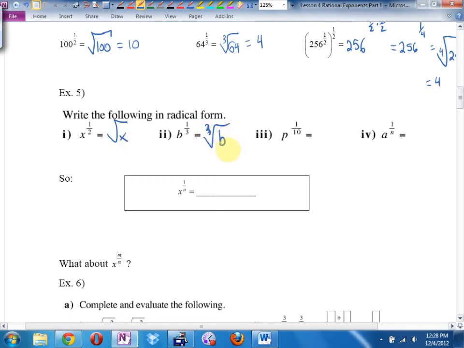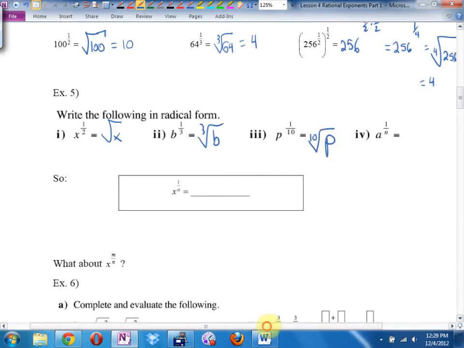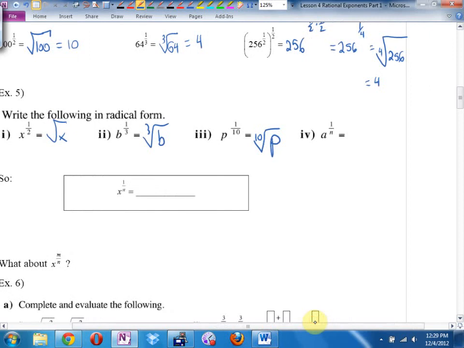That 3 looks a little wonky. P to the 1/10 is which root? 10th root. We don't use it very often, but sure. Of P. A to the 1/n is what root? Here's our generic, generalized version. The nth root of A.